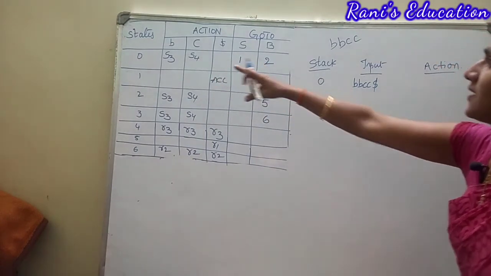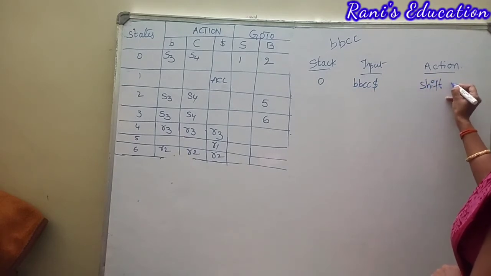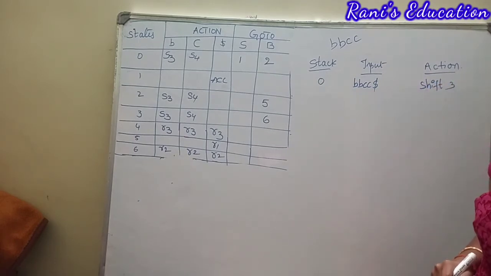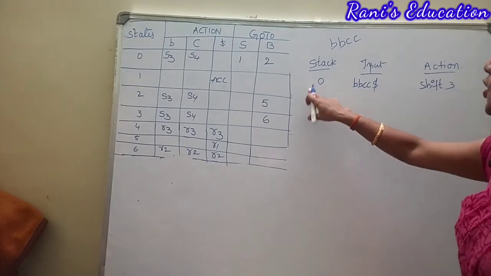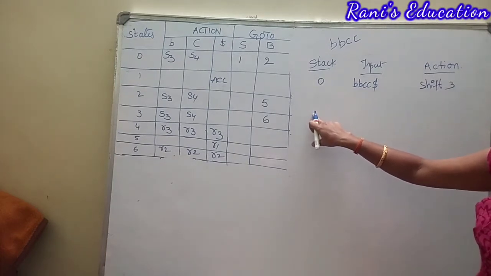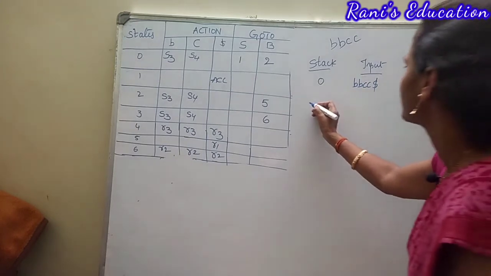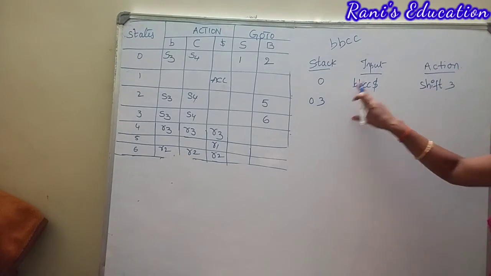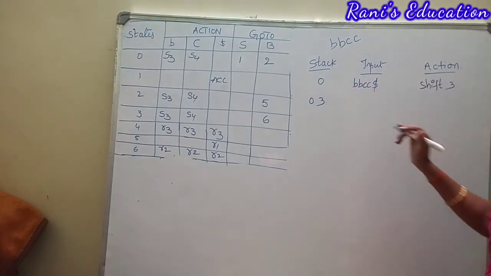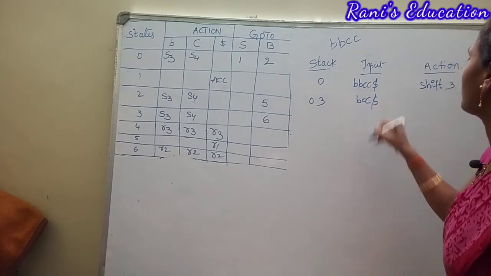What is 0 with B? That is shift 3. That means 3 is going to be shifted onto the top of this stack. The stack becomes 0 and 3. Here the input symbol B is already shifted. Now the rest of the input is B, C, C, dollar.